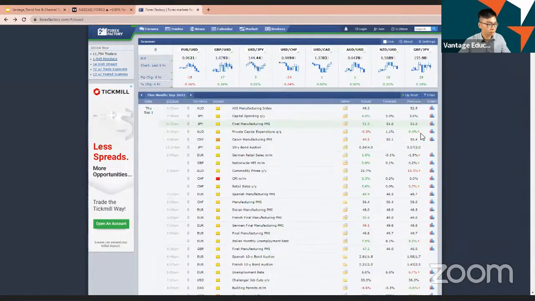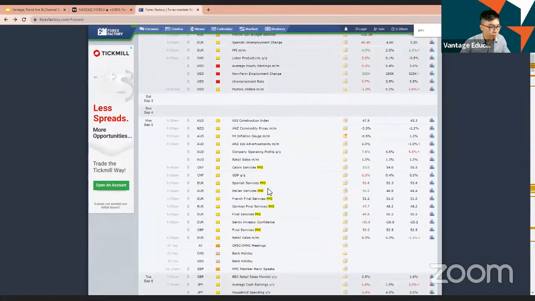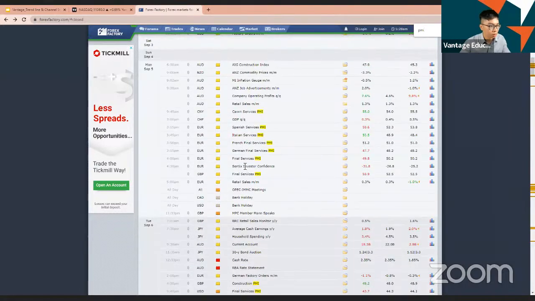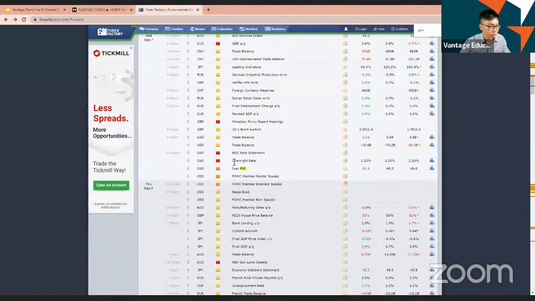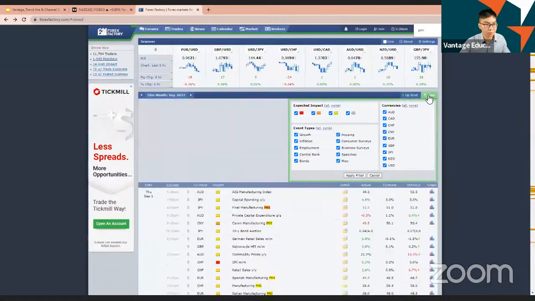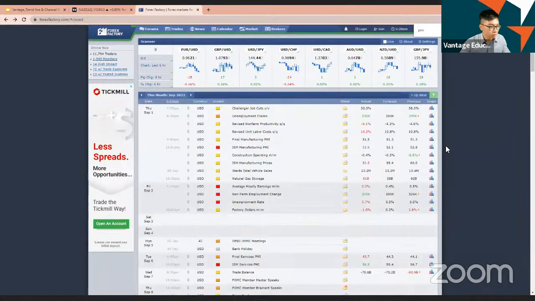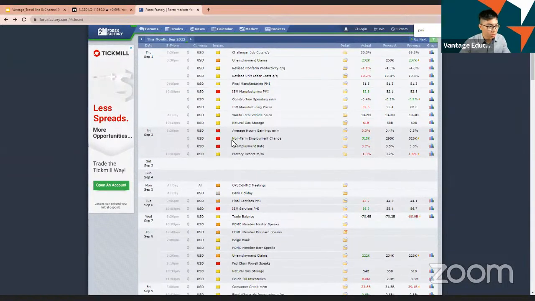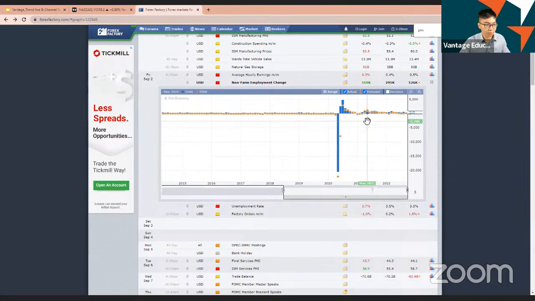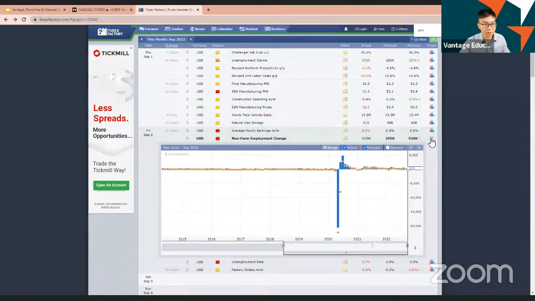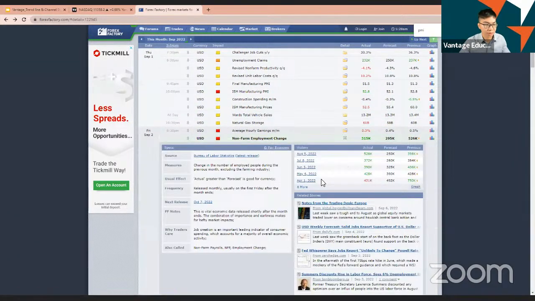Price settings. Okay. PMI. Let's find PMI. Okay, I'll get an example of US. Okay, let me filter it out. None, only US dollar. Okay, for non-farm employment change, what I actually kind of like to do is I grab all the data, all the previous data, more.